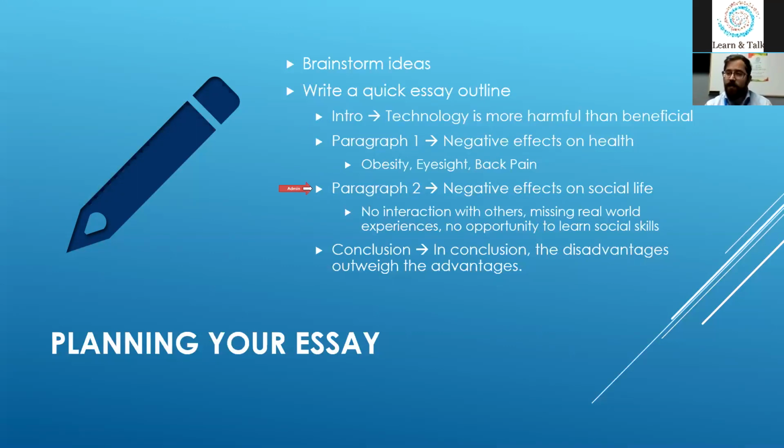Then my second paragraph will be about the negative effects on social life. Okay, and these will be my main points: no interaction with others, missing real world experiences, and no opportunity to learn social skills. So you can see here, paragraph 1 is one idea, negative effects on health, and paragraph 2 is another idea, negative effects on social life. And everything in those paragraphs will be about that. Then finally, I have a conclusion. In conclusion, the disadvantages outweigh the advantages, and that's just me saying my opinion again at the end.